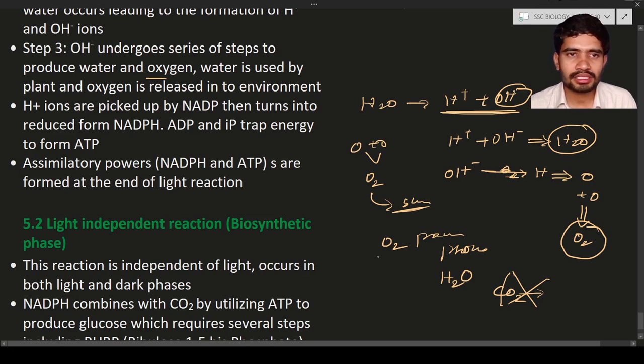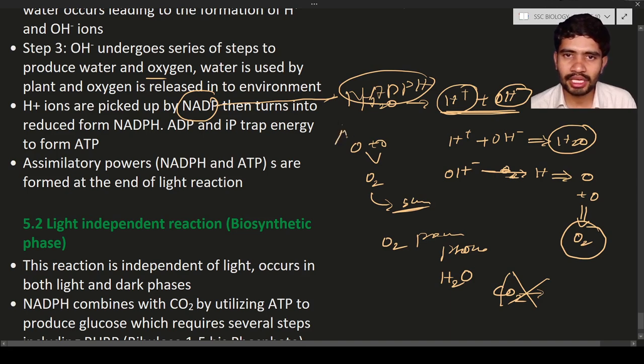Okay, so next, hydrogens are taken up by NADP. Some hydrogens are taken up by NADP, and it is going to be reduced into NADPH. NADP is going to turn into NADPH. Okay, it is a reduced form. It is going to store some amount of energy. Next, ADP is going to turn into ATP. Here you can see ADP plus inorganic phosphate turns into ATP. So it is also formed.